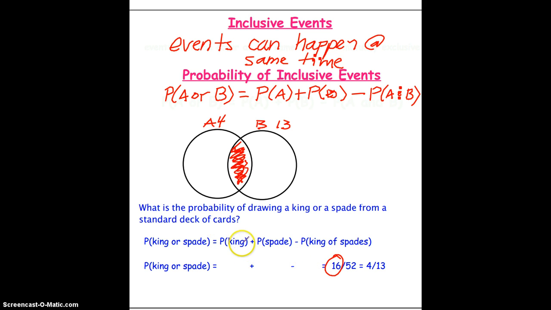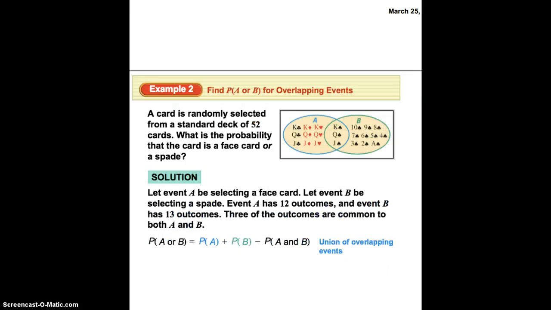Okay, so probability of king, another way we could do this: probability of king would be 4 out of 52. The probability of a spade would be 13 out of 52. And then we have to subtract that king of spades, which would be 1 out of 52. And again, we get the same answer. So when you consider this, go back to that basic idea of it's your successes over your total possibilities.